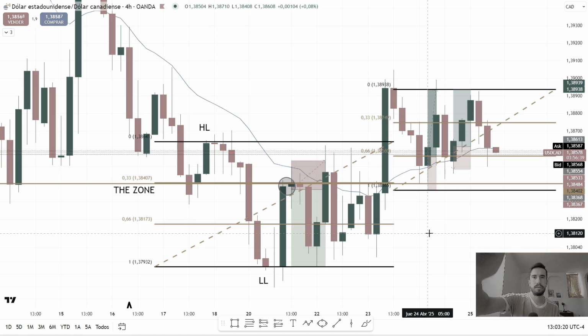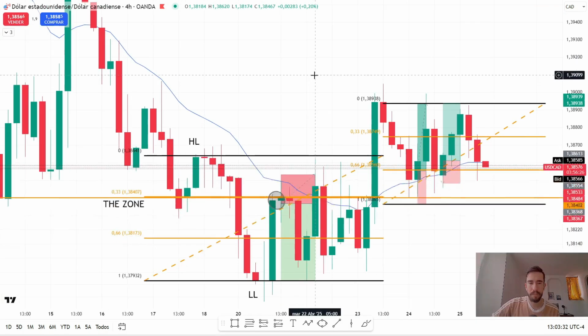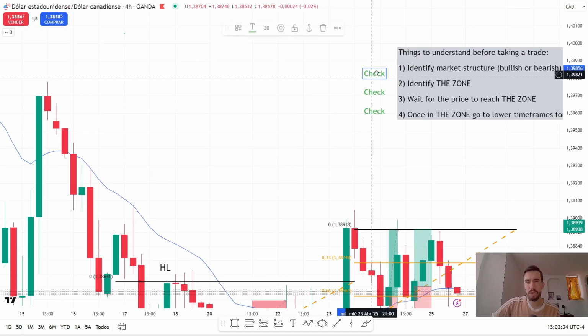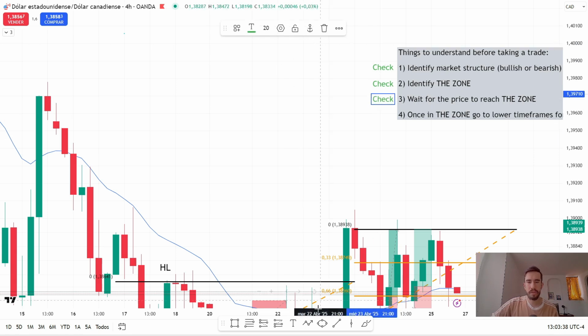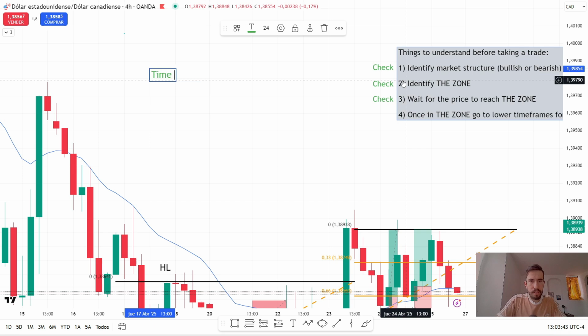It's not a guarantee that you're going to be taking the trade. You have to wait for the conditions to happen. And what are the conditions? Well, first, I want you to understand that we're always going to check for two things. One thing is the time frame looking for direction.